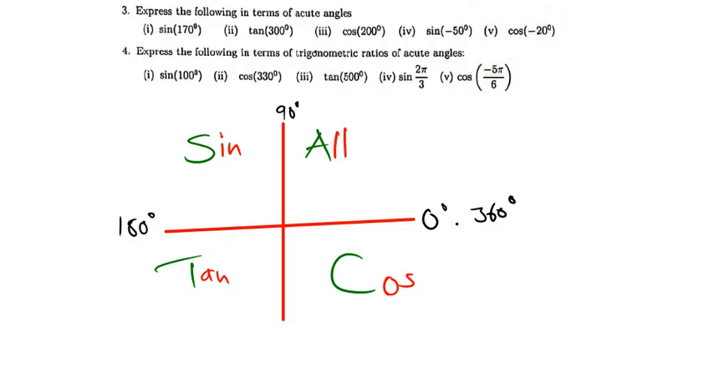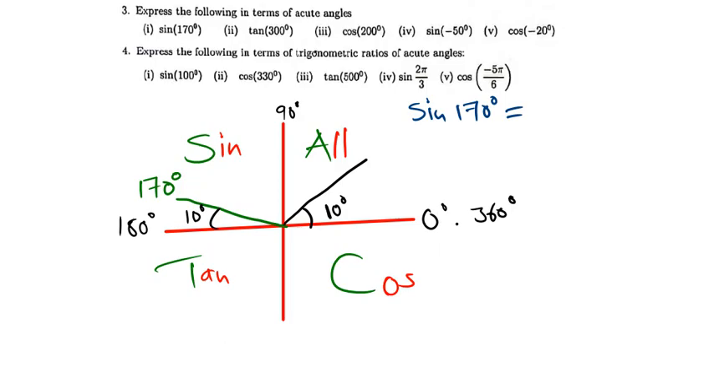So 170, where do you expect to find 170? 170 is less than 180, so it's in the second quadrant. Now what's the difference between 180 and 170? A difference of 10. So that 10 gives you the angle in the first quadrant. In other words, sine 170, which is given in the question, is basically just equal to sine 10 degrees in the first quadrant.